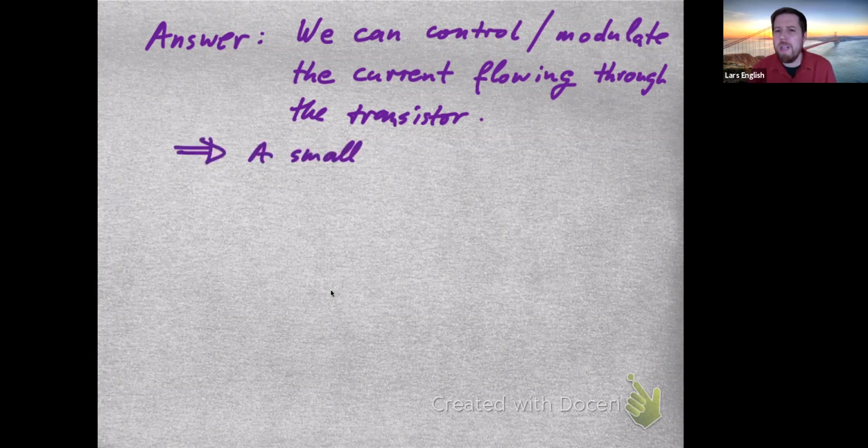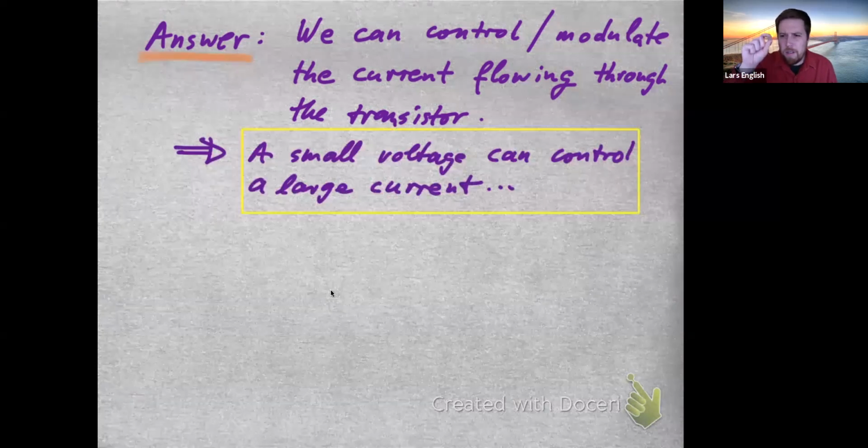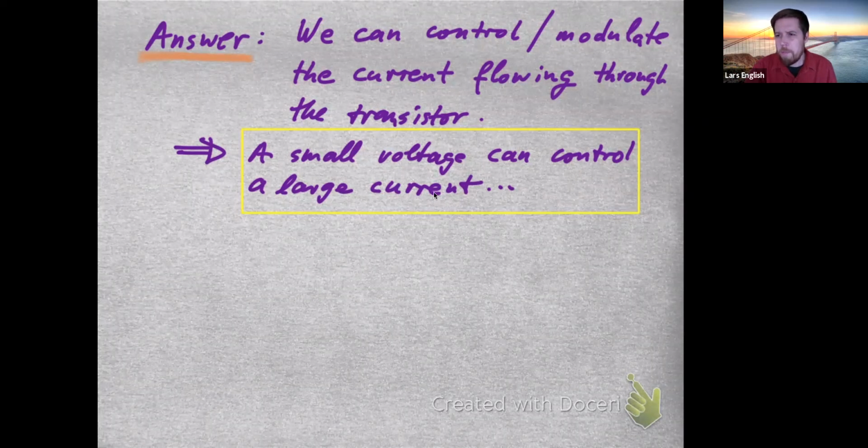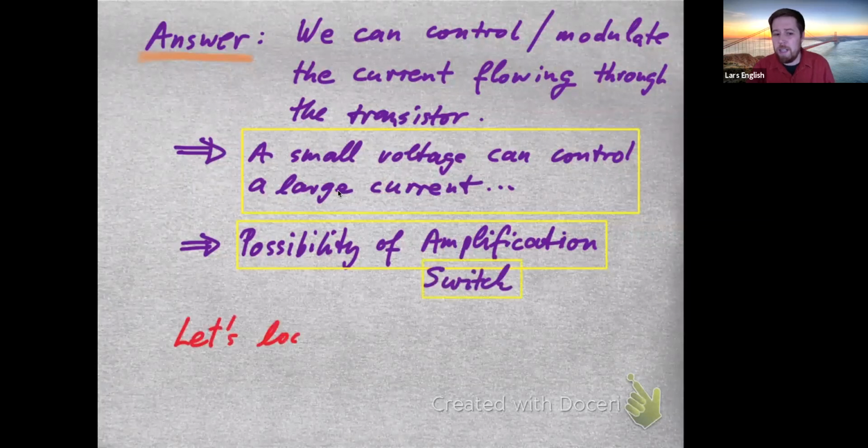Okay, so this is an important point here. By modulating that base voltage a little bit up and down, we can control a large current from the emitter to the collector, or from the collector to the emitter. Okay. So a small voltage can control a large current. Okay, so that's interesting, it's very interesting. We have the possibility of amplification. Something small controls something big. We can amplify, right?